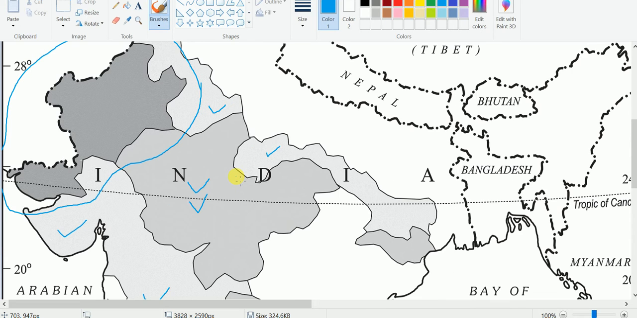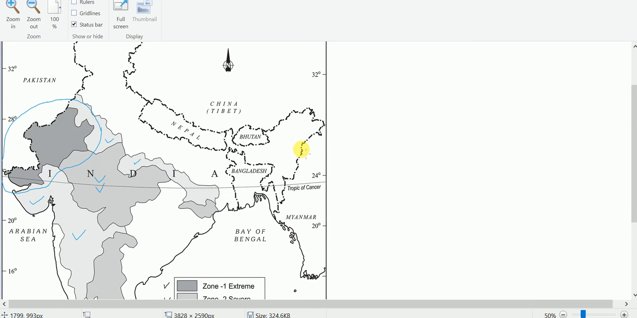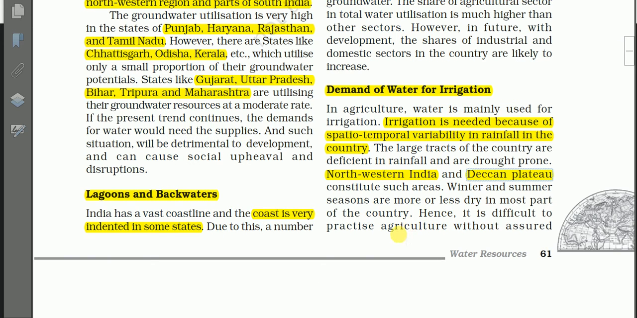In these areas where there is drought. Any question, boys and girls? No, sir. So let us continue.